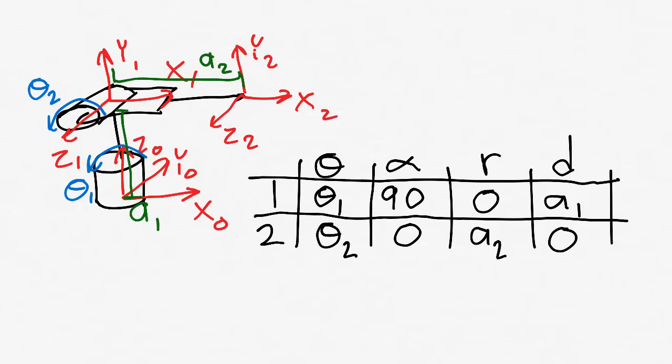I've now finished filling out my parameter table. Before I show you the second step in the Denavit Hartenberg method, I want to show you a couple more examples of finding this parameter table. Becoming good at finding the values in the parameter table simply takes some practice. So let's do a little bit of practice now.